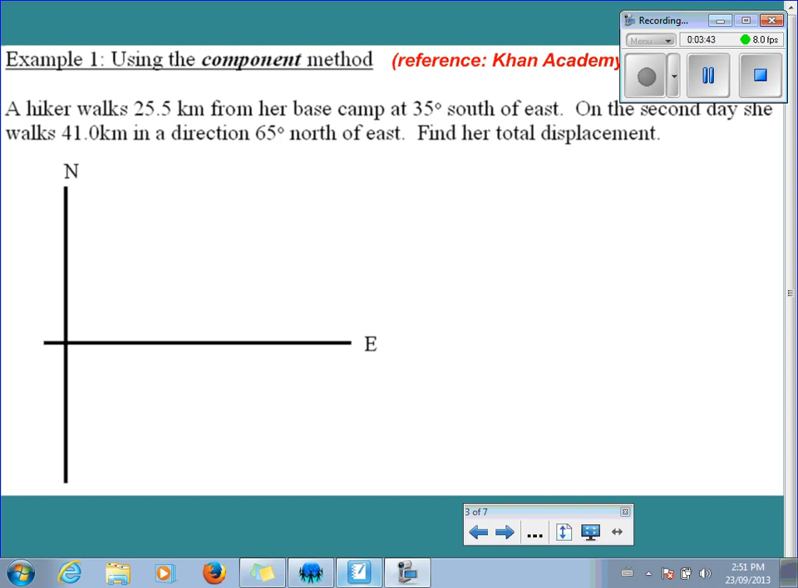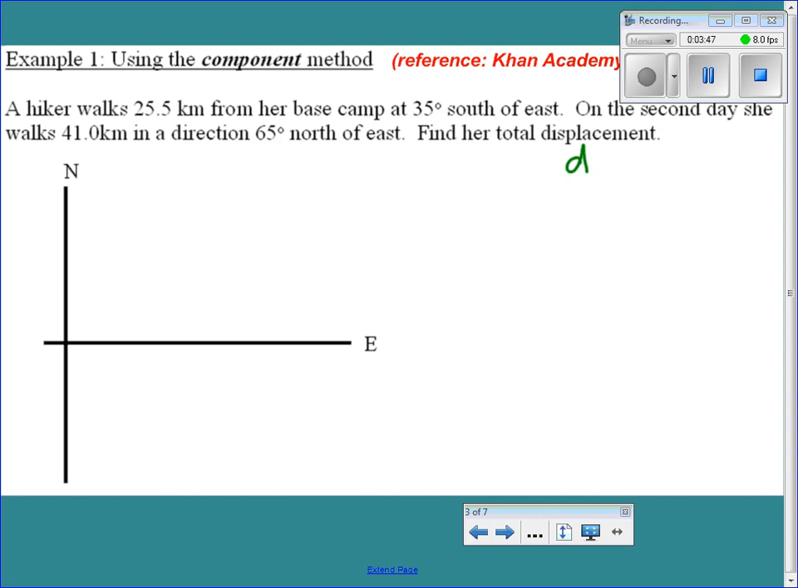First step we're going to have here, first it's asking for her total displacement. So we have to remember this is what we're looking for. And the square brackets is where we're going to put the direction. We'll deal with that later. Let's draw the vectors. Second step in any question is to get the concept, draw the picture. So here's the concept. She goes 25.5 kilometers, 35 degrees south of east, which means she goes from east, 35 degrees south, and walks 25 kilometers.